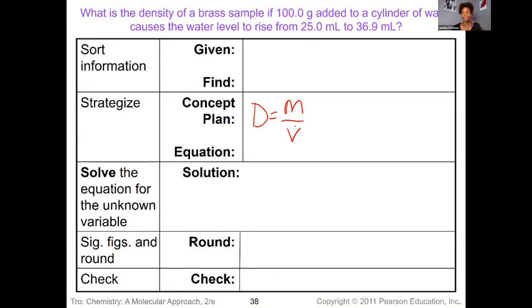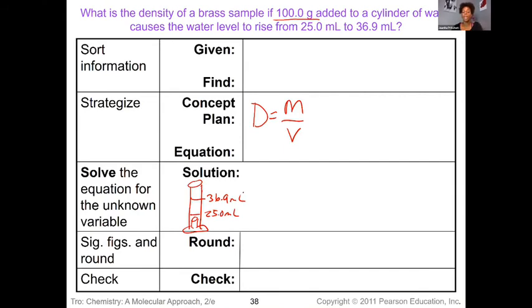Now, when we look at the problem given to us, it's very easy to see what our mass is. It's 100 grams. But we got to be careful with what that volume is, because there's 2 different volumes technically listed. And so we want to make sure that we're putting in the proper volume. So what this is saying is that actually neither of those that are listed in the problem are the volume. I had this graduated cylinder, and it started with 25 milliliters of water. I then dropped in this brass cylinder, and that caused the water level to jet up to 36.9 milliliters.